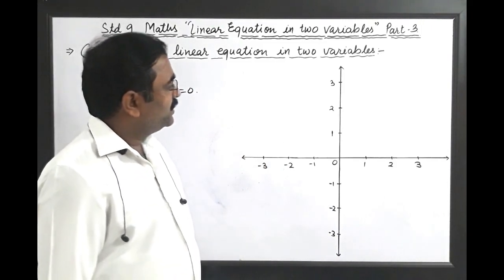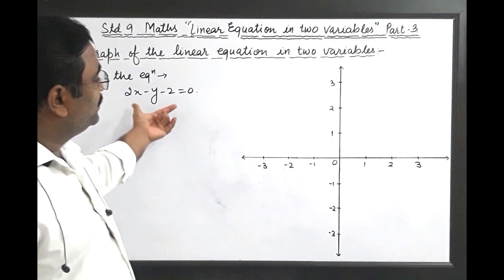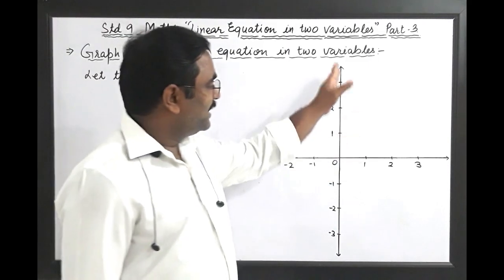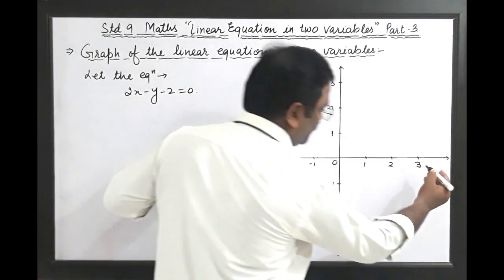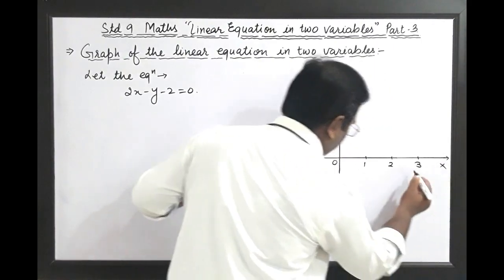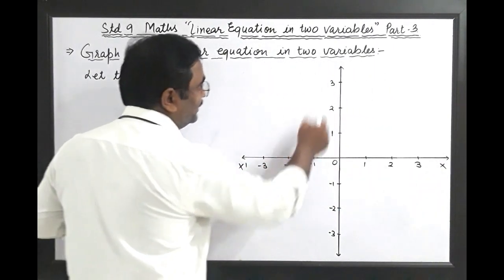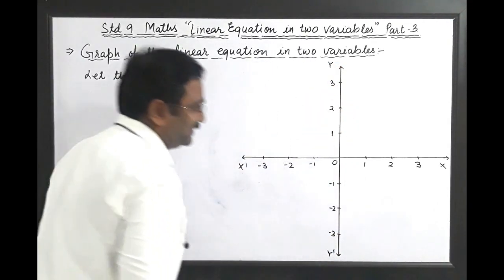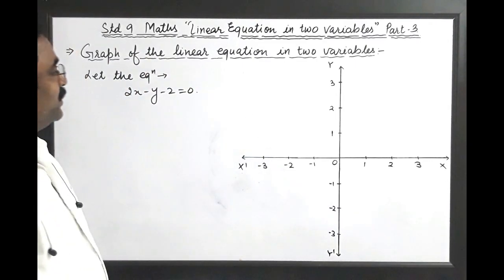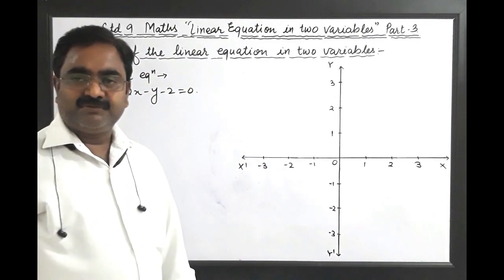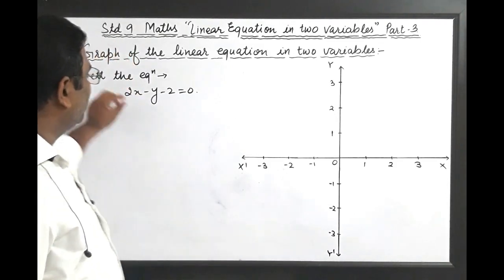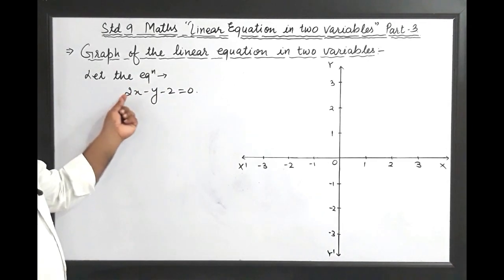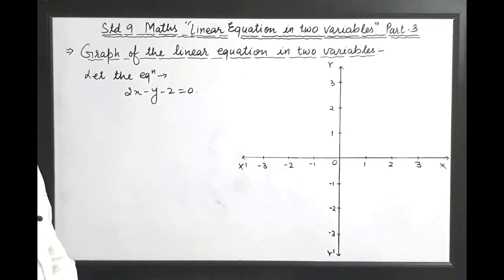So let us see. Drawing the graph of linear equation in two variables, we have plotted the x-axis and y-axis. This is x-axis, for which this is x, o, x dash, and this vertical line is y, o, y dash. Right, bachcho? So to understand the graphical method of this equation, we have supposed a linear equation in two variables. So let the equation be 2x minus y minus 2 equals to 0. This is our equation.